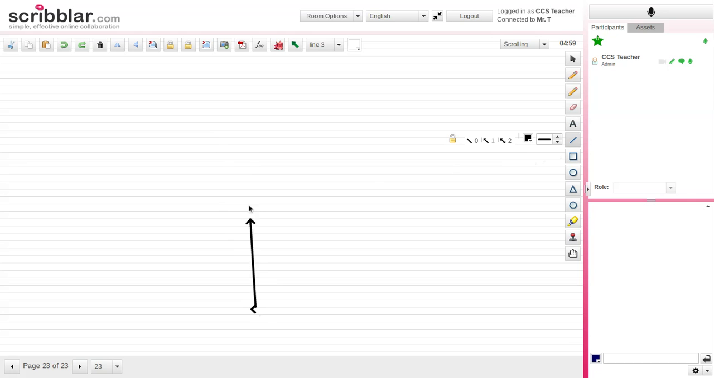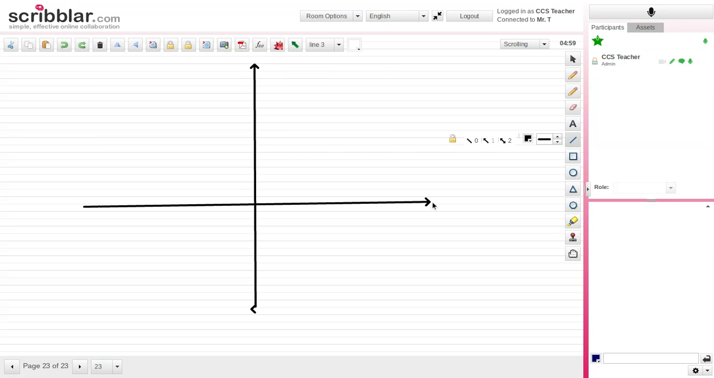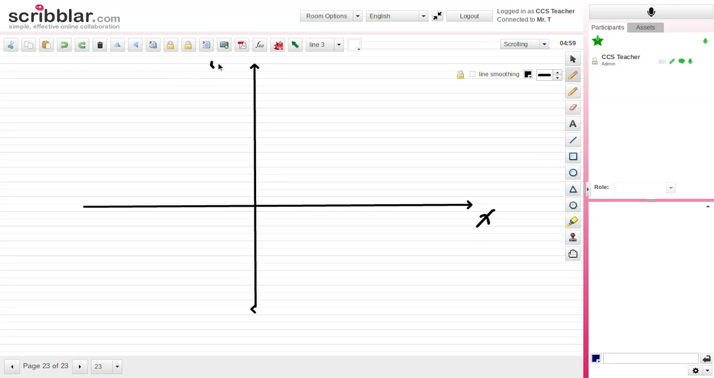So here is my y-axis, and here is my x-axis. And let's label those x and y. All right, we had a point at 0, 0. So I'm going to draw a point there.